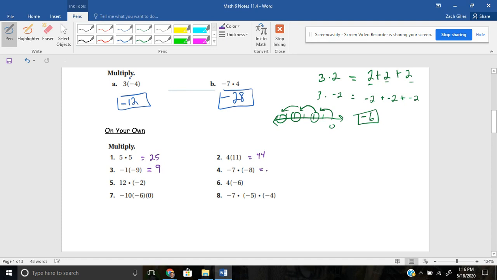Again, same sign, positive answer, 56. Okay, all of these had the same signs. Positive times a positive should get a positive answer. These had two negatives multiplied together. Again, they are the same sign, so that should result in a positive answer.